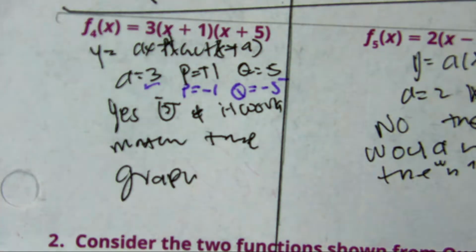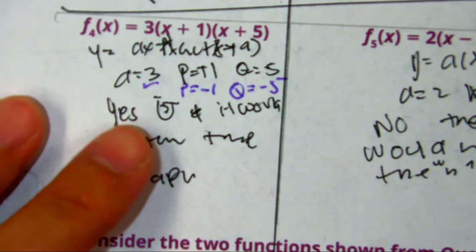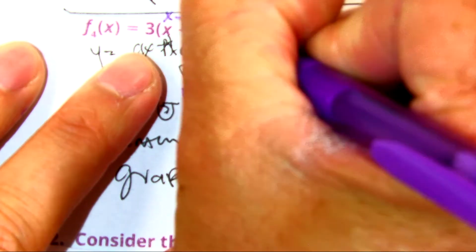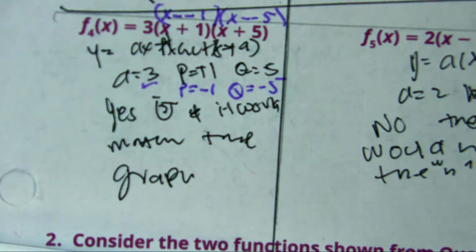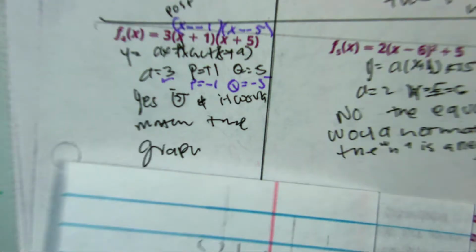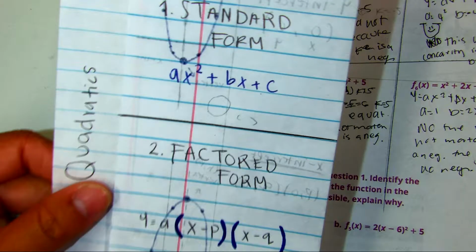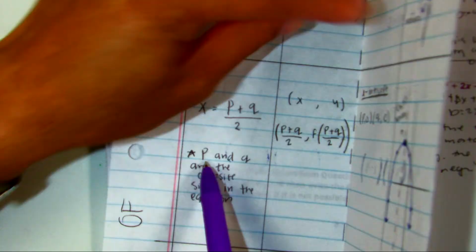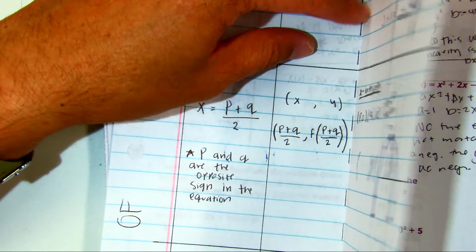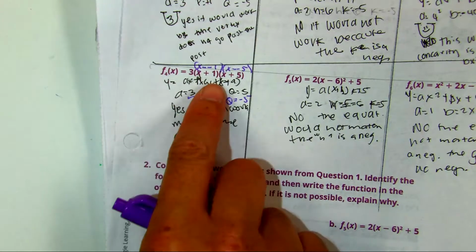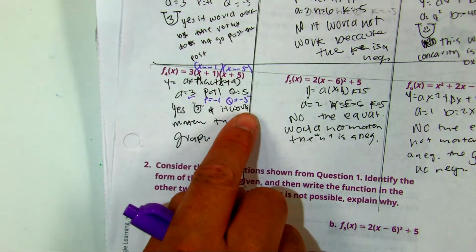There are two ways to know that this is negative, okay? First way is what my way is, to change these into two negatives. Raise your hand if you like doing that. Okay, let's say you don't like that. You can use your foldable and go towards the factored form. P and Q are the opposite sign in the equation. So this is the second way. Opposite of positive 1 is? Negative 1. Opposite of positive 5? Negative 5.